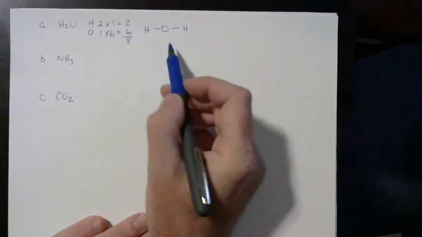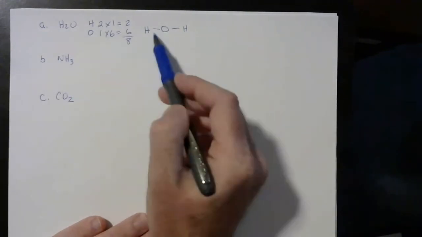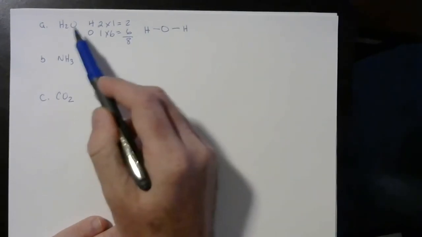Now, the types of structures that we're going to draw are ones usually where there's one central atom, an atom in the middle, and then outer atoms called substituents. The one there's only one of, or the biggest element, is usually the one in the middle.